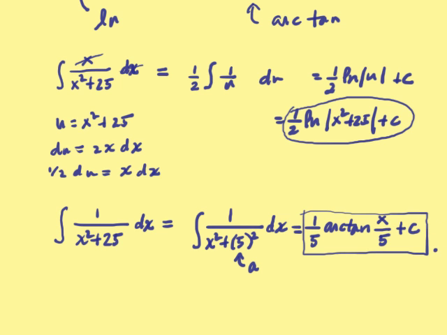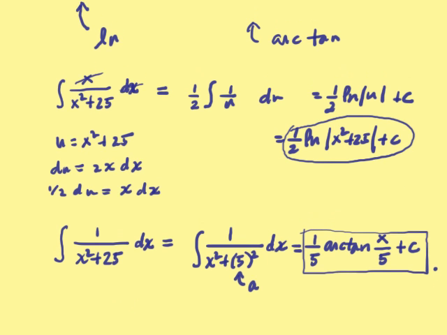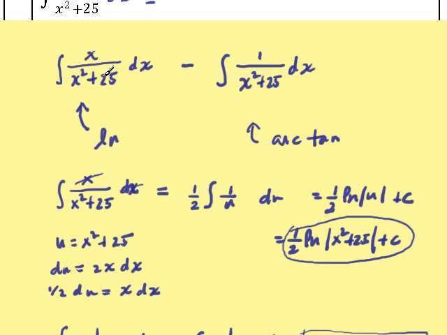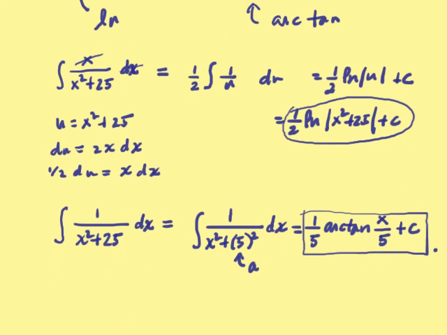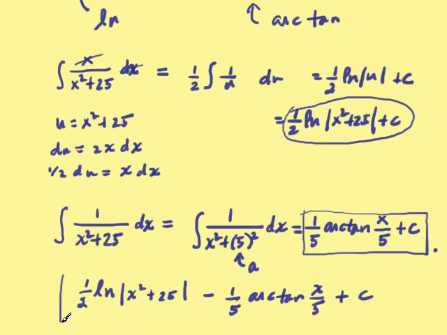All right, so our final answer would be this first one minus the second. Here we have this integral minus this, so our final answer is, let's combine the two integrals. So we have 1/2 ln of x squared plus 25 minus 1/5 arctan of x over 5 plus c. So that's it.